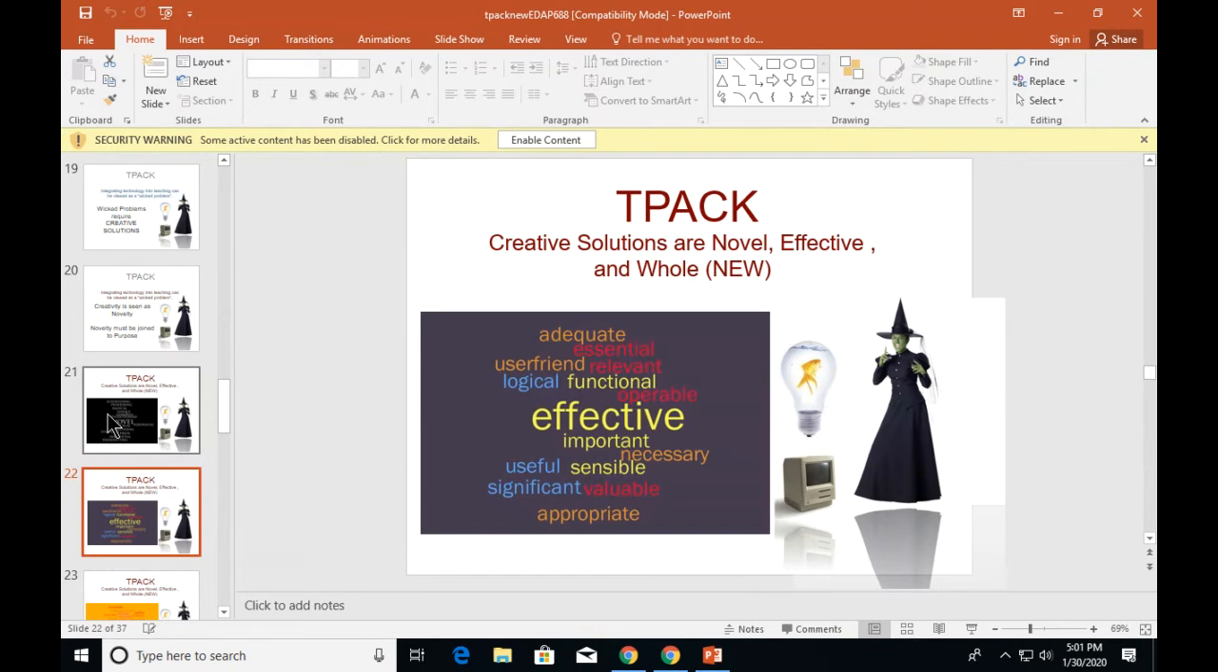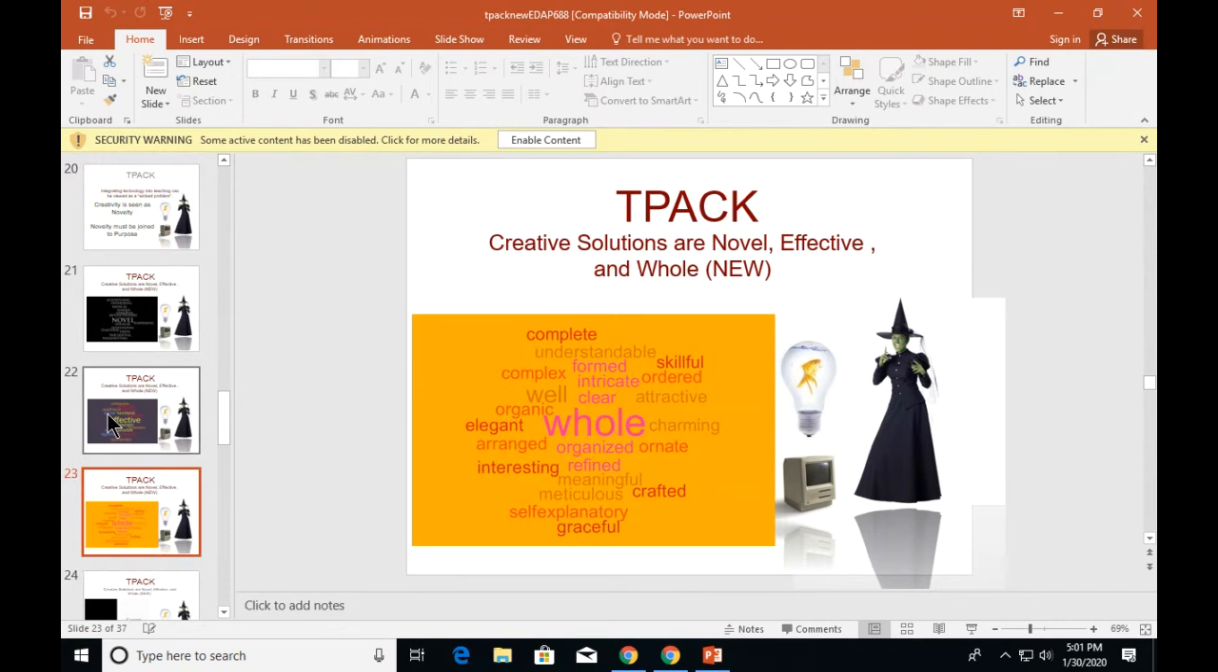How is it effectively changing that classic triumvirate that Wiggins and McTighe always talk about, which is acquisition of knowledge, demonstrations of knowledge, and transfer of knowledge? How does it effectively cause that to happen? And then, to me, the whole gestalt. In other words, how is the technology a part of the classroom?